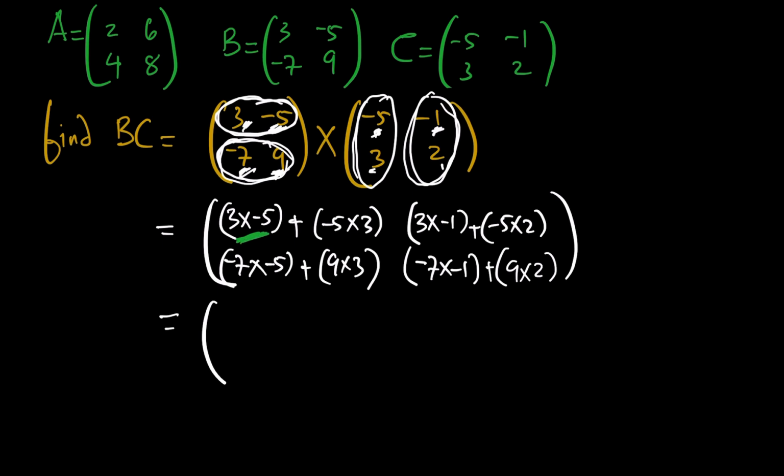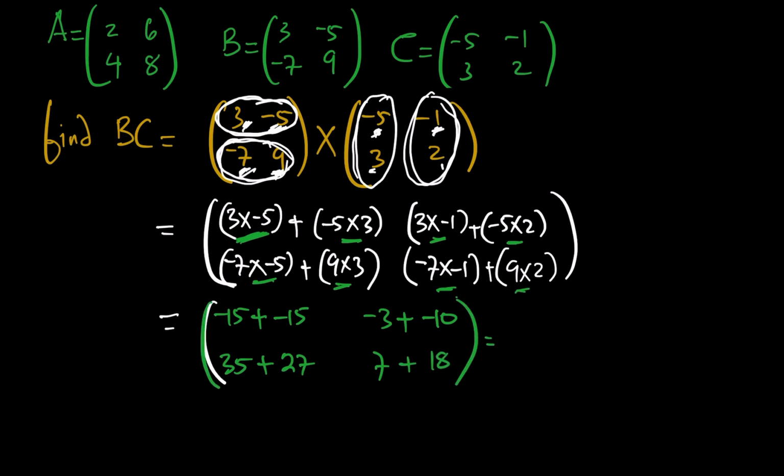So what we're going to have is: this times this is -15 plus -15. And this is going to give us 35 plus 27. And this gives us -3 plus -10. And this gives us +7 plus 18, like that. And when we do that, this and this gives us 0. That gives us 62. And then here gives us -13. And this gives us 25.